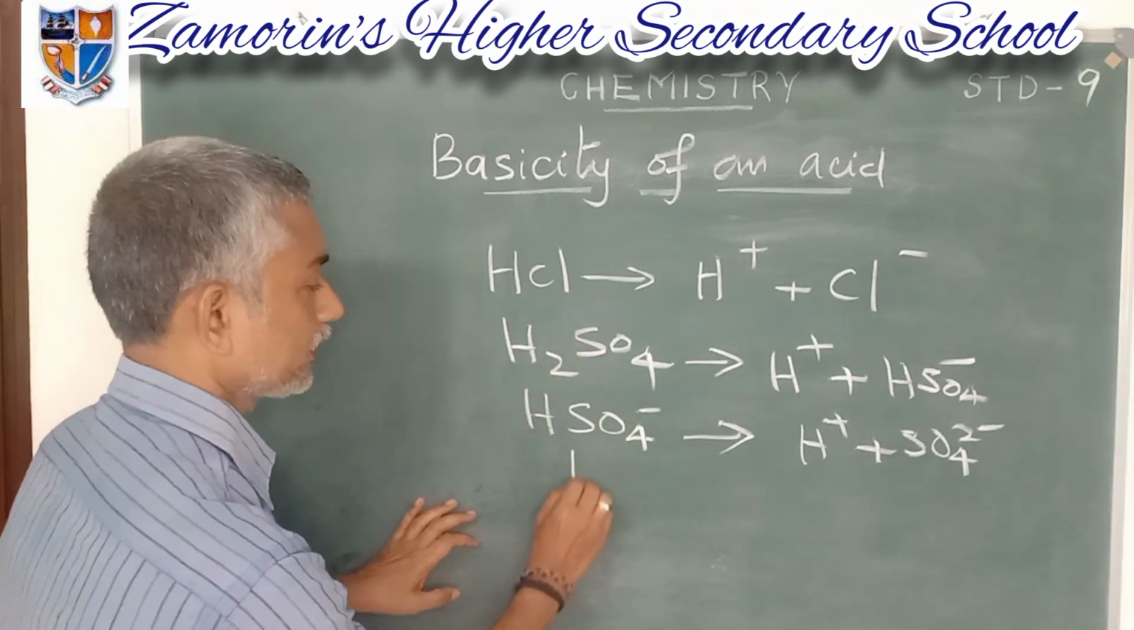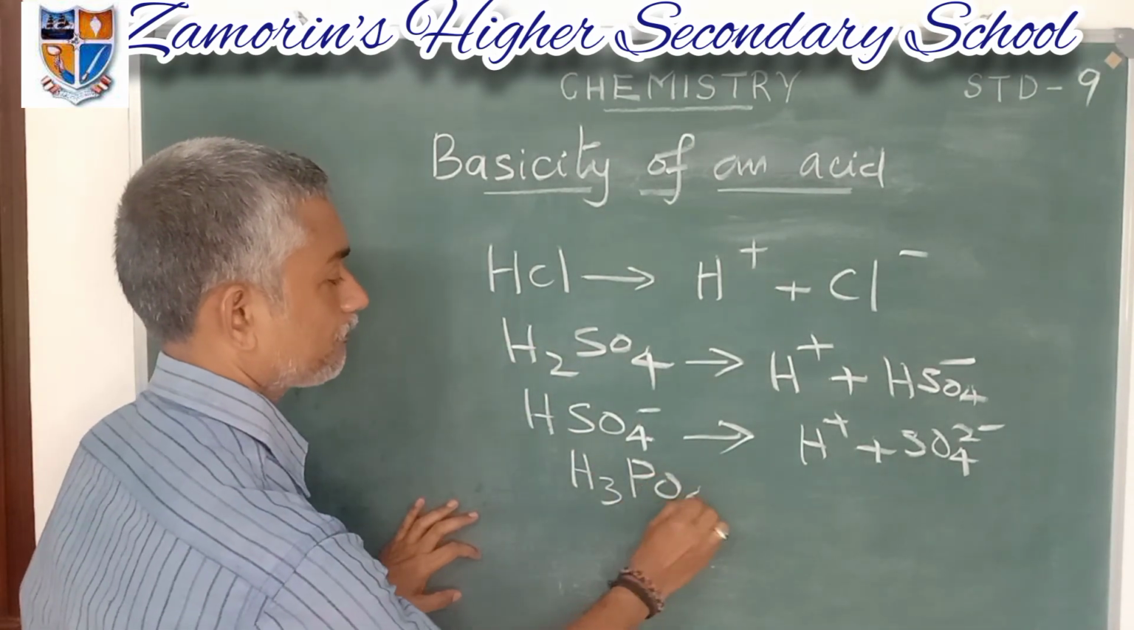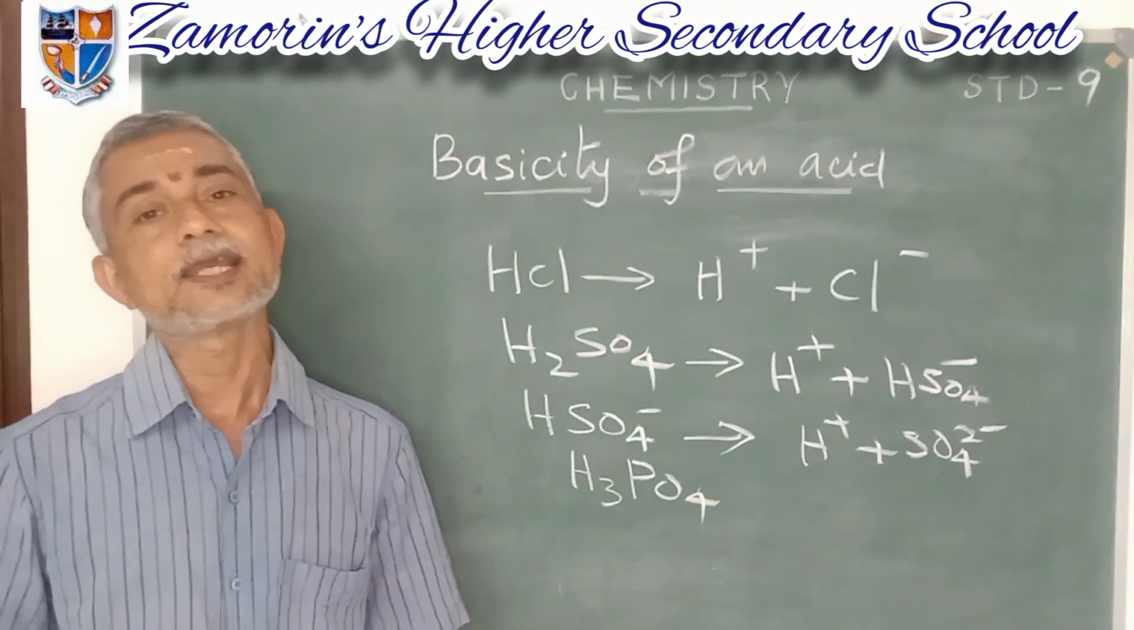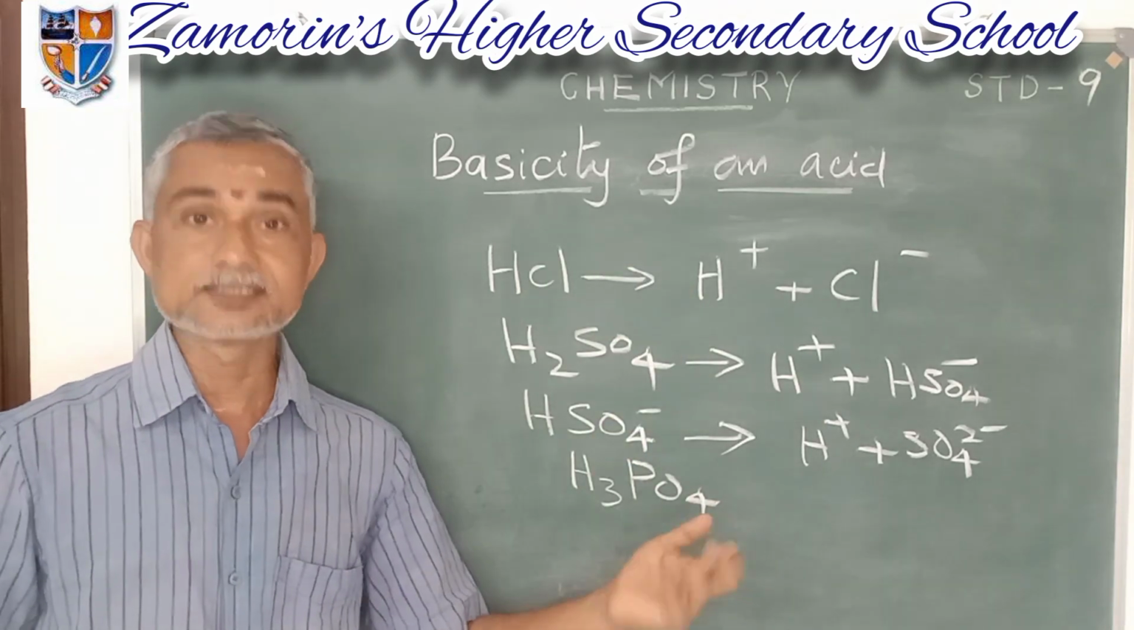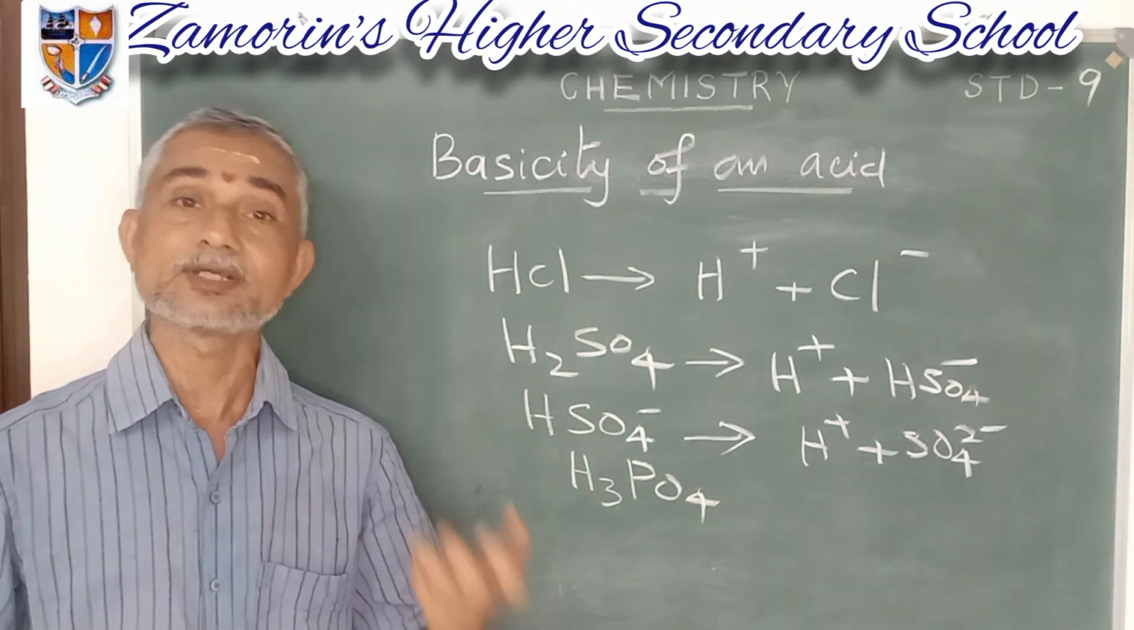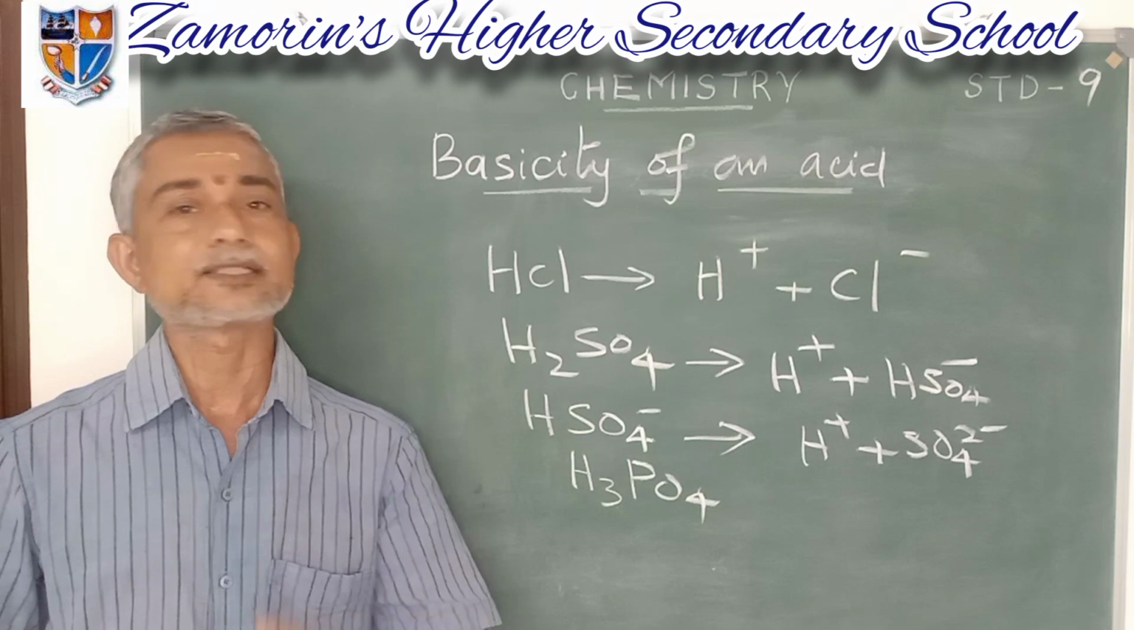In the case of H3PO4, it is a tribasic acid. That is, the number of H plus ions liberated to the solution determines whether it is monobasic, dibasic, tribasic, and so on.